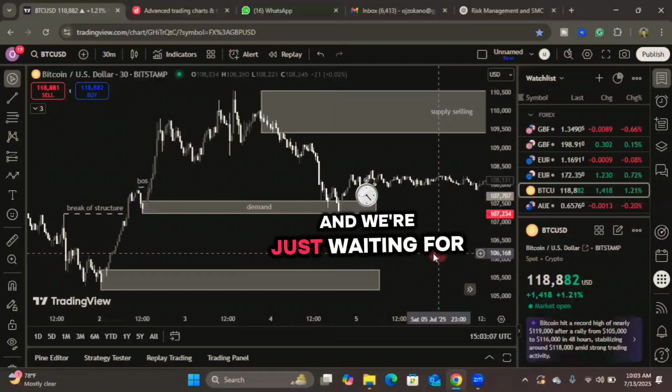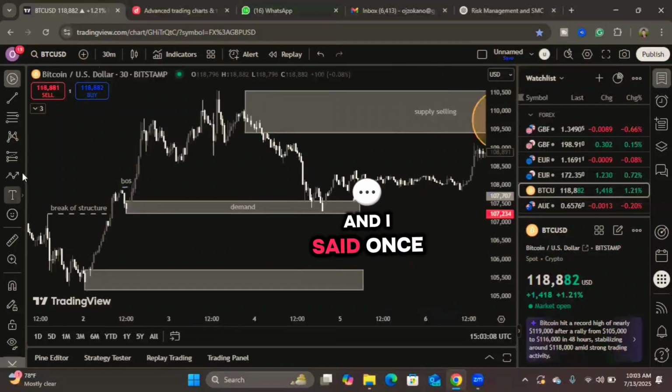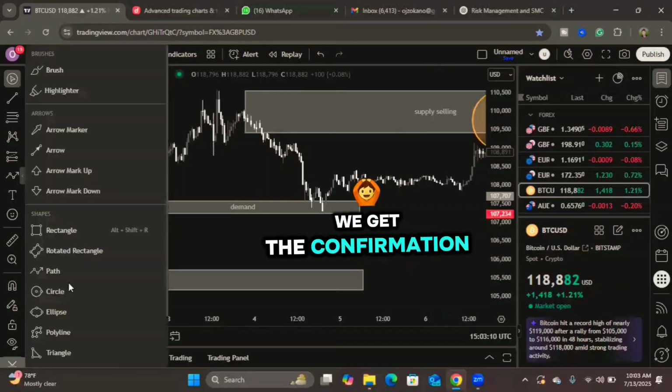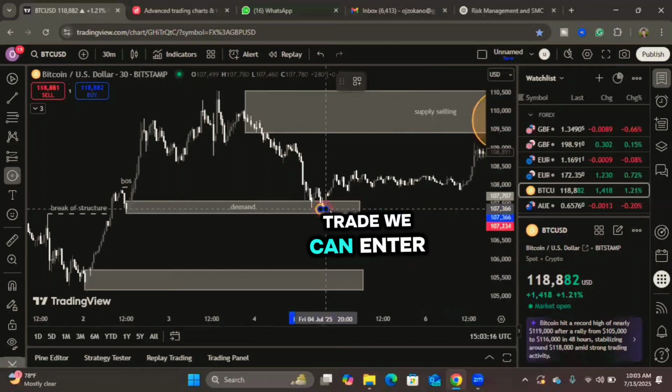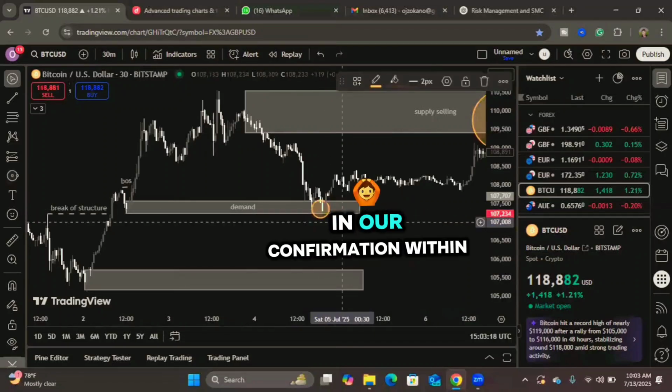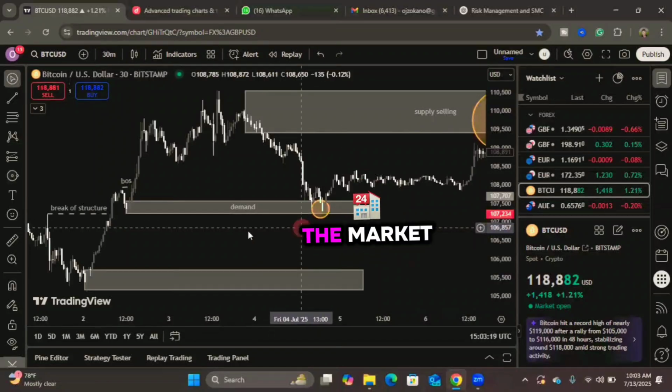And we're just waiting for that confirmation. Once we get the confirmation, we can enter the trade, because we got our confirmation within the market.